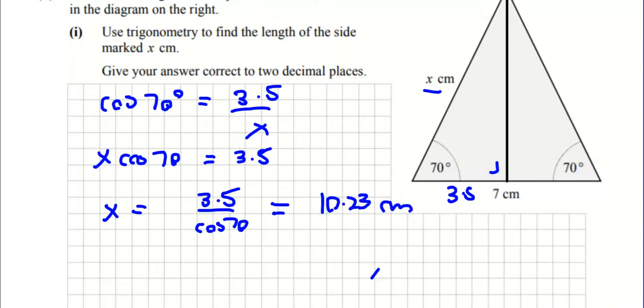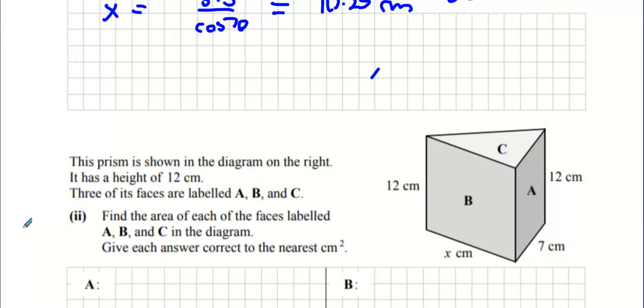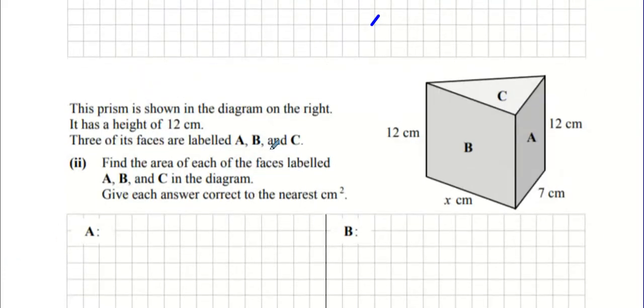Now, next part. We're missing part 2, are we? All right, there we go. Now, the prism shown on the diagram on the right has a height of 12, no bother. 3 faces are labeled A, B, and C. Find the area of each of the faces labeled A, B, and C. Give your answer correct to the nearest centimeter squared.